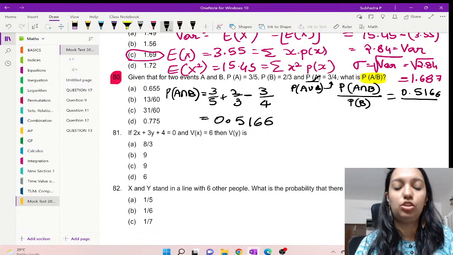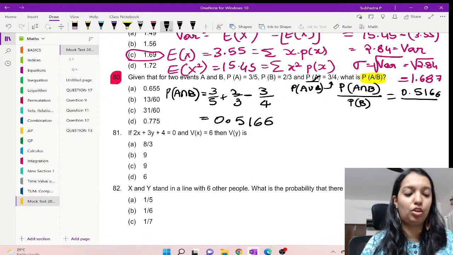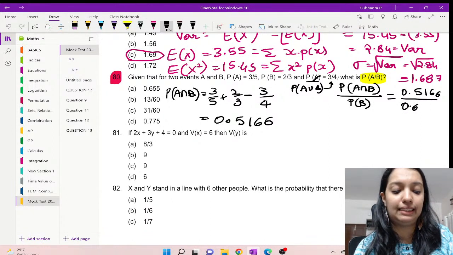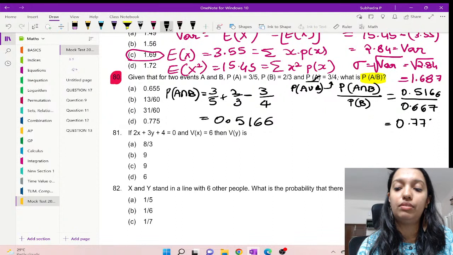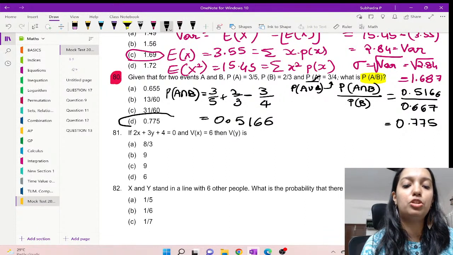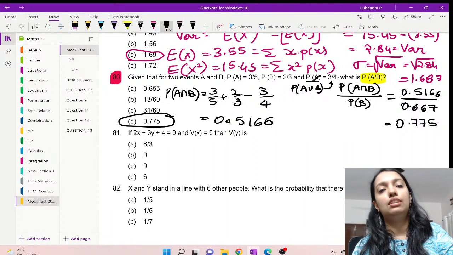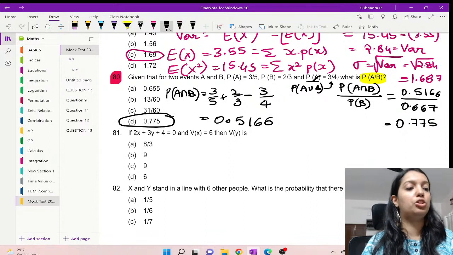If this is 0.5166, what is 2 divided by 3? P of B, 0.667. So do the calculation, and you will get your final answer to be 0.775. Do we have that option? Yes, option D. 80th question, the answer is option D.